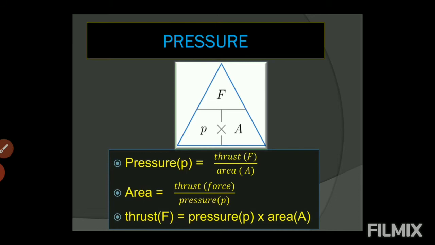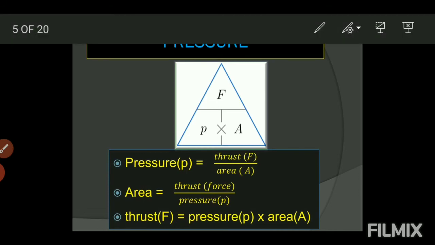Pressure can be found out using the formula thrust by area. You can see here this formula is actually from the definition, pressure is equal to thrust per unit area. Per is division, so thrust by area. From this formula we can get other formulas. Area is equal to thrust by pressure, and thrust is equal to pressure into area.